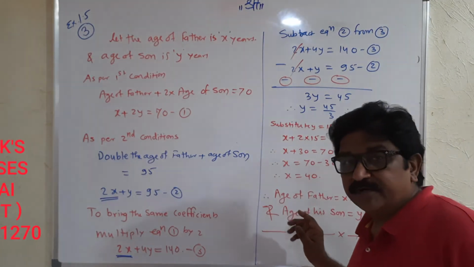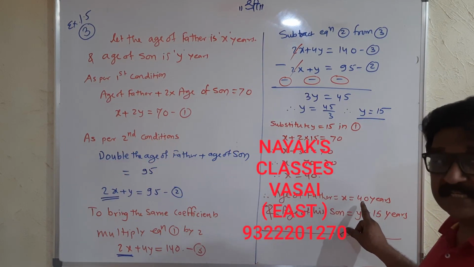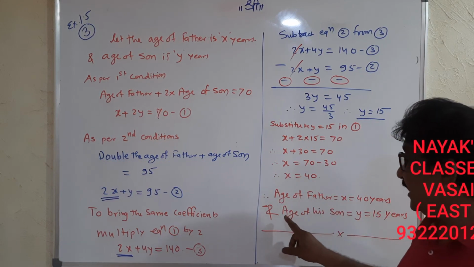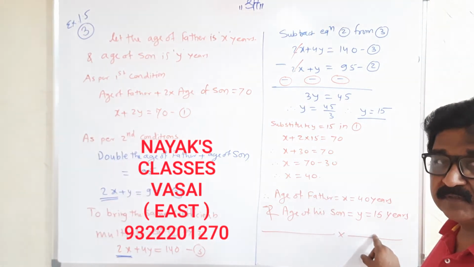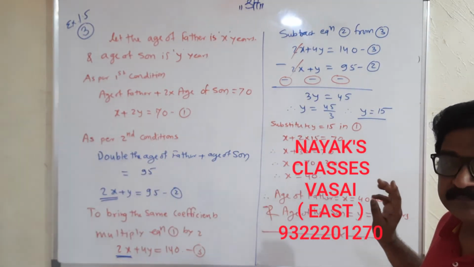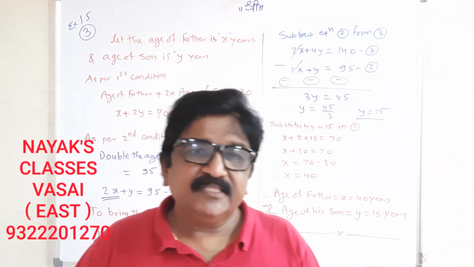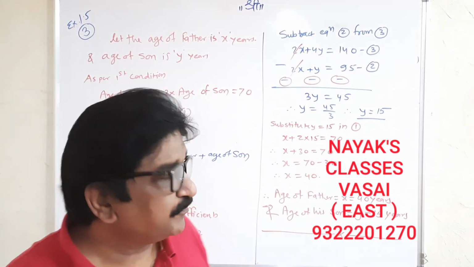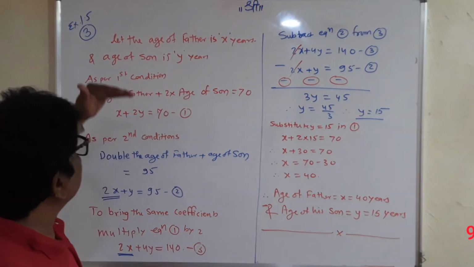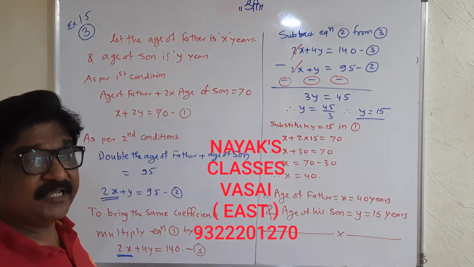So we got both the quantities. Age of father is x, equal to 40 years, and age of his son is y, equal to 15 years. Nothing very special is there. They will change the quantities, the tricks will be the same. So this is the example depending on ages.